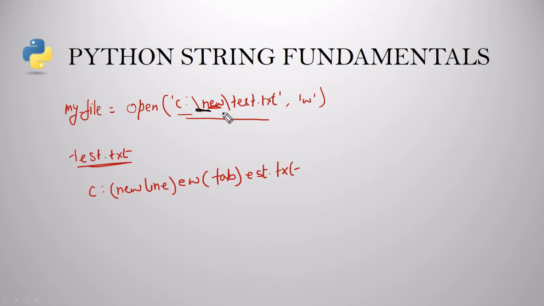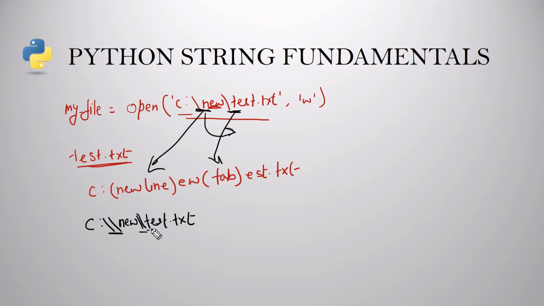Because if we see here, \n and \t will be taken as new line and tab. So to avoid this, either you can use a double backslash before test.txt. So this backslash will escape this slash, or you can use a raw string.